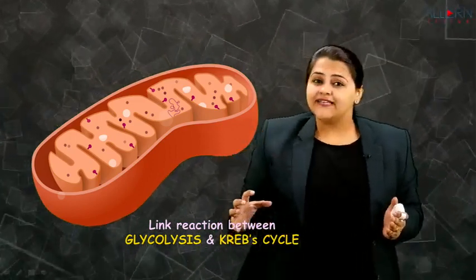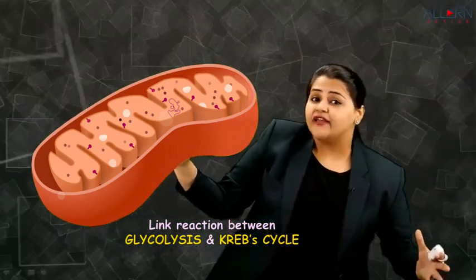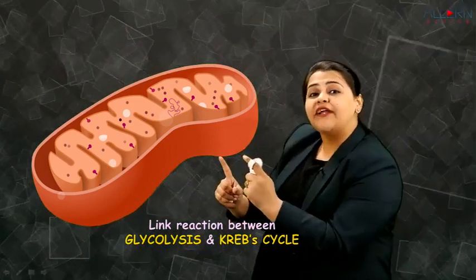So we have glycolysis, which takes place in the cytoplasm. We have Krebs cycle, which will be taking place inside the mitochondria.